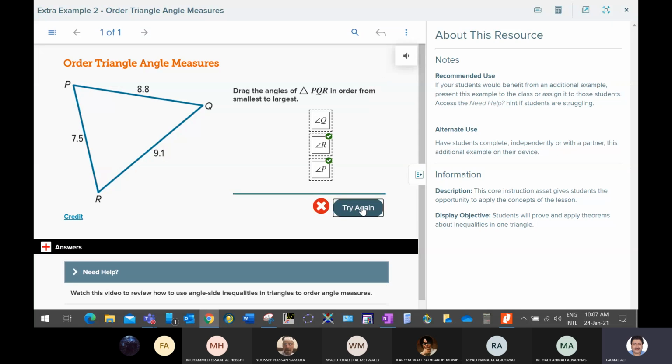Why is it wrong? I don't know. Wait, how can two answers be correct and one not? I don't know. It should be that two answers are not correct. Type again. I reset it again.